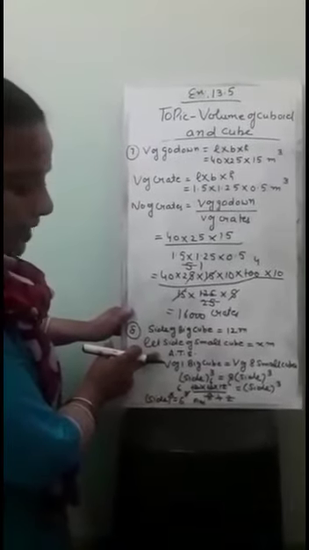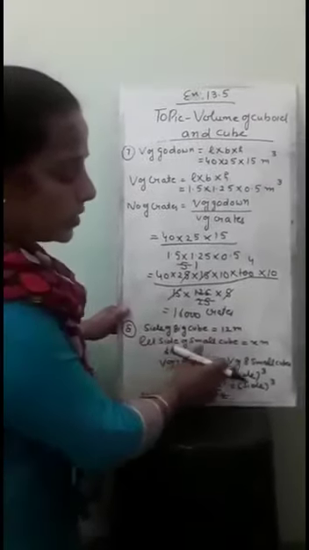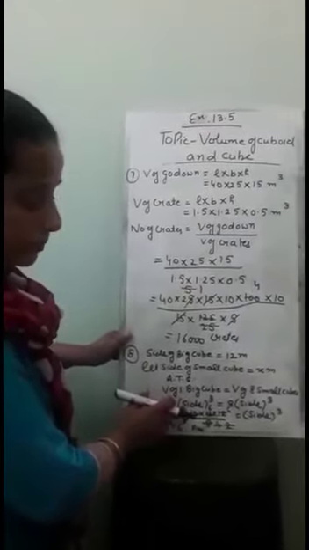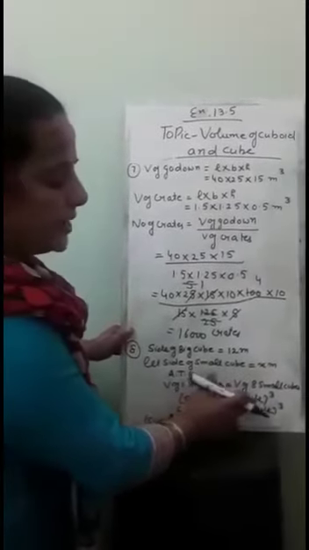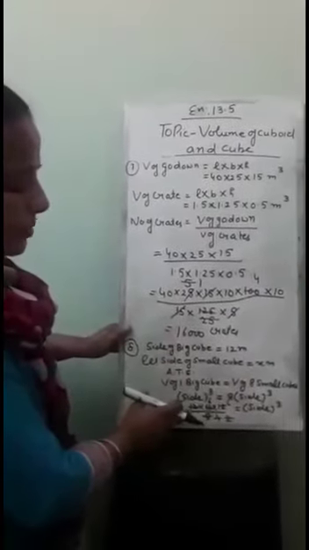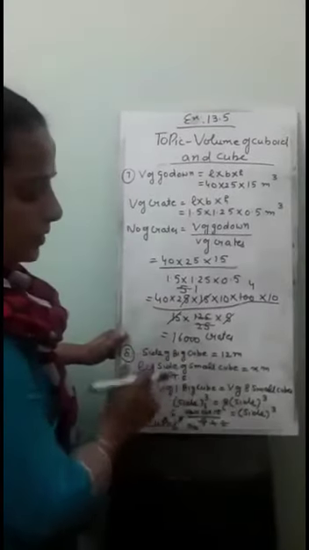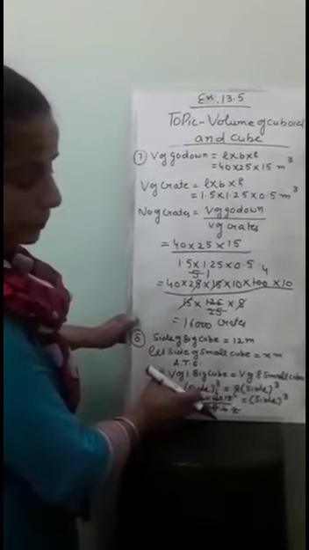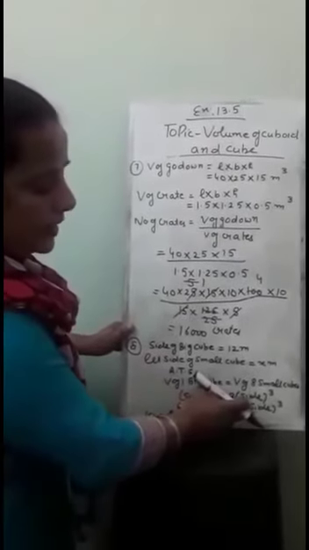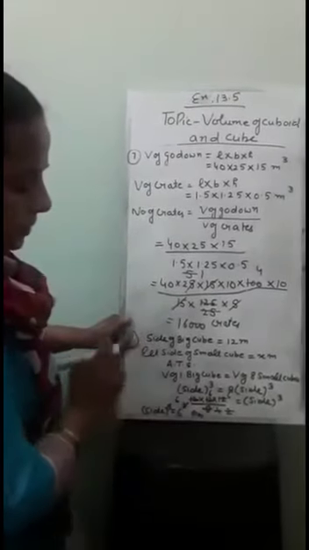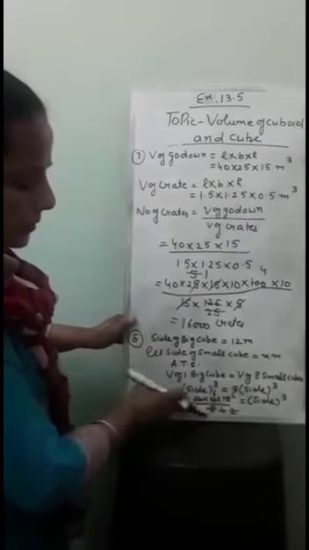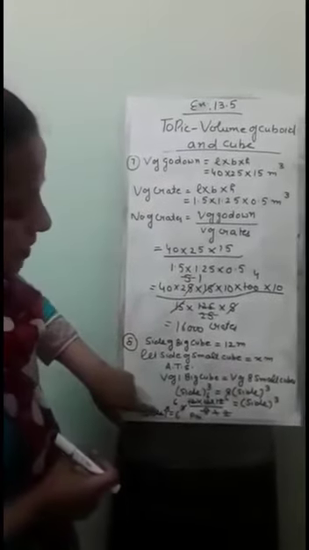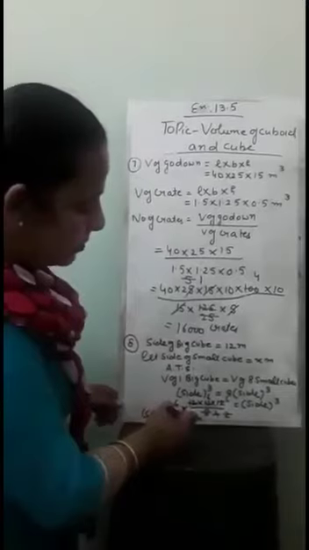Now according to the statement, the volume of the big cube is equal to the volume of 8 small cubes. Big cube is side cube and 8 small cubes is 8 into side cube. Side of the big cube is 12, so 12 into 12 into 12. This 8 will come on the other side. Do the cutting on the table of 2. Clear? You will get side cube is equal to 6 cube. So cube and cube are cancelled. Means the side of the smaller cube is 6 meters. Is it clear? Side of the smaller cube is 6 meters.